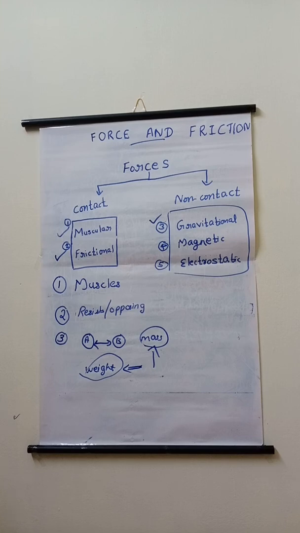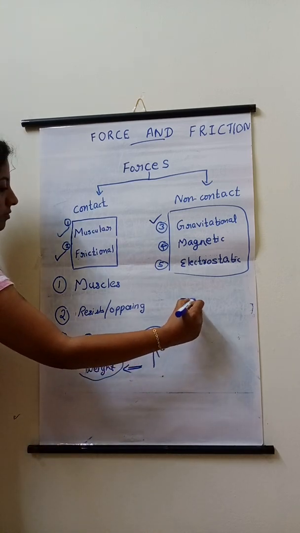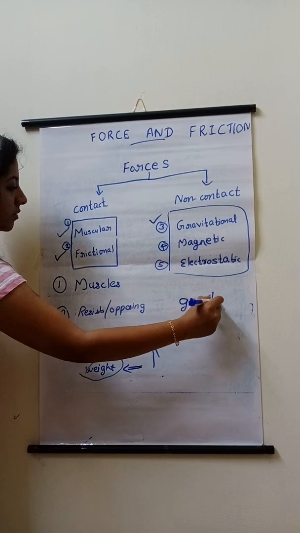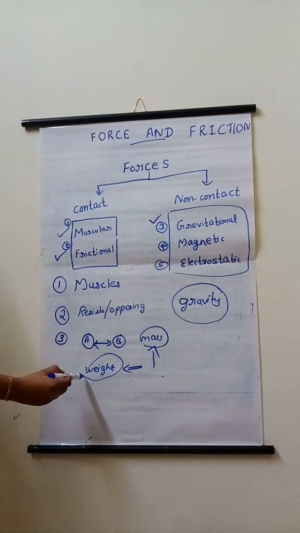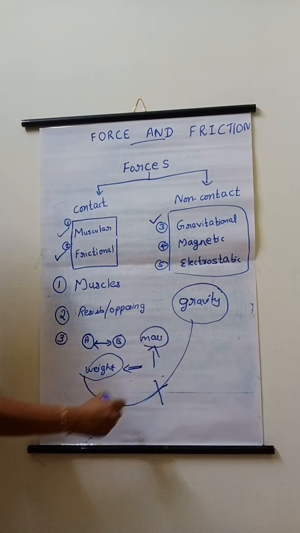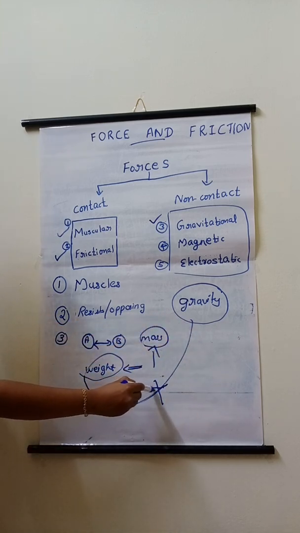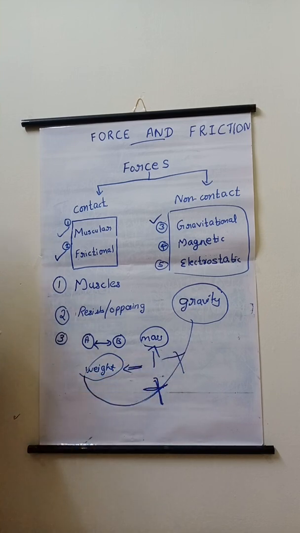The gravitational force exerted by the earth is called gravity. So what is called gravity? The gravitational force exerted by the earth is called gravity. Gravitational force always attracts. Remember that weight is not the same as gravity. It is a force caused by gravity.